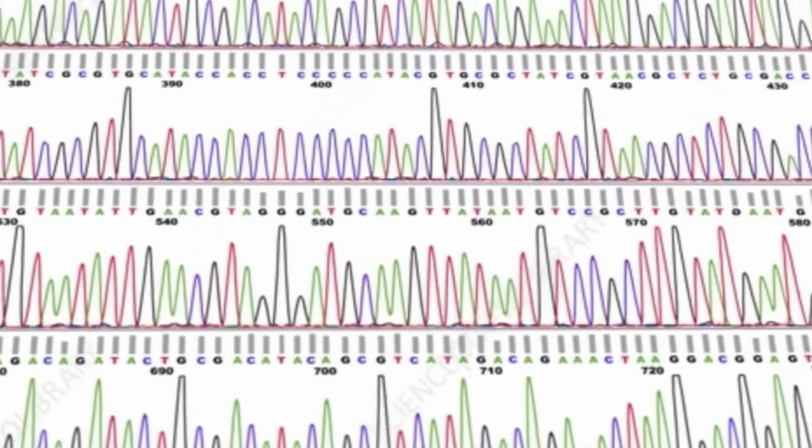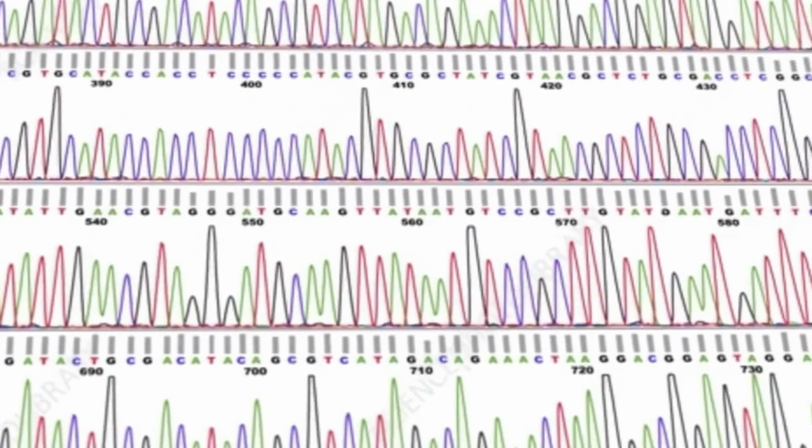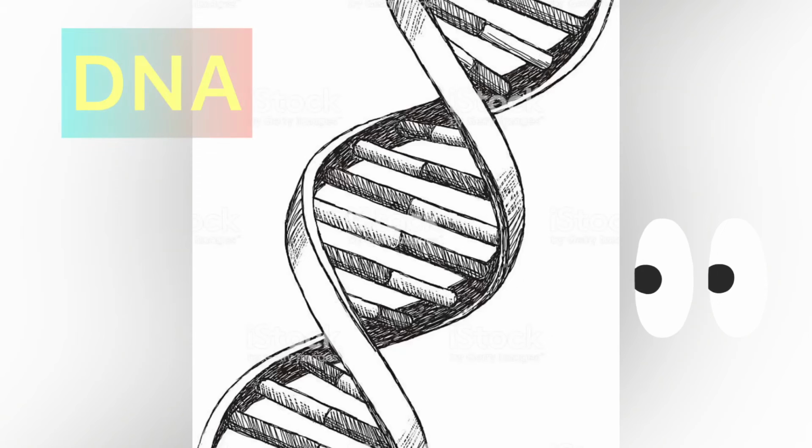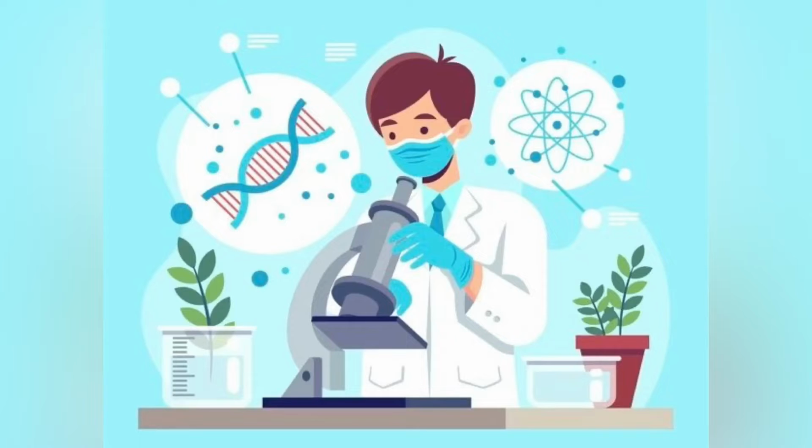A number of proteins are associated with the replication fork to help in the initiation and continuation of DNA synthesis. Most prominently, DNA polymerase synthesizes the new strands by adding nucleotides that complement each strand. DNA replication occurs during the S stage of interphase.